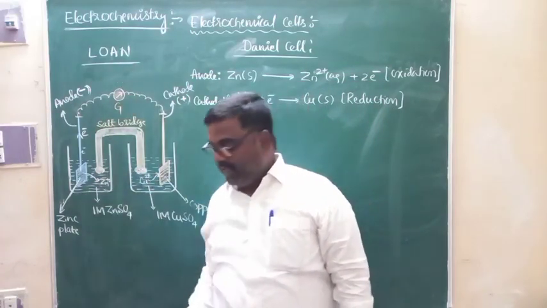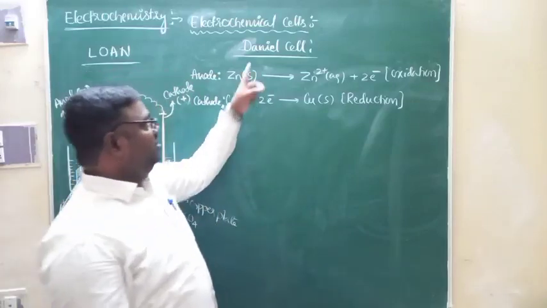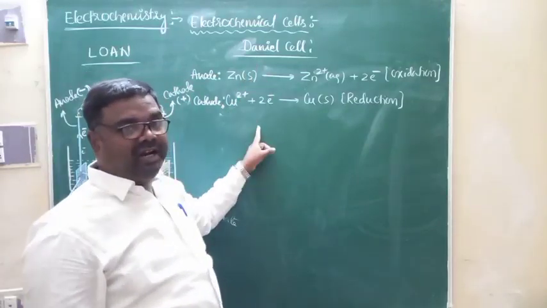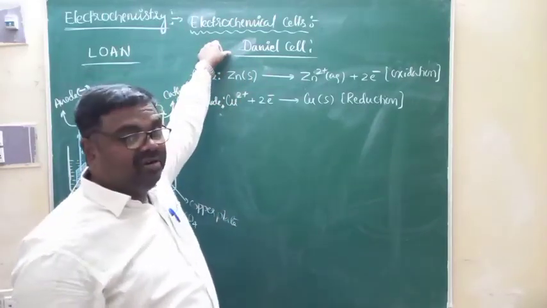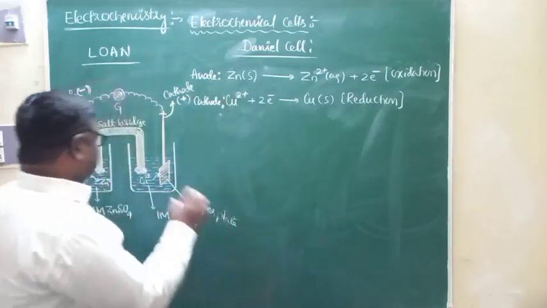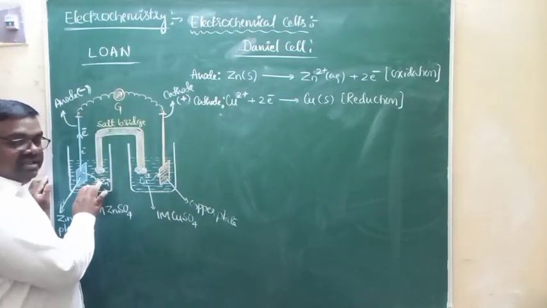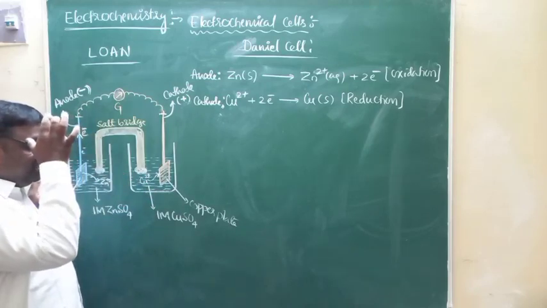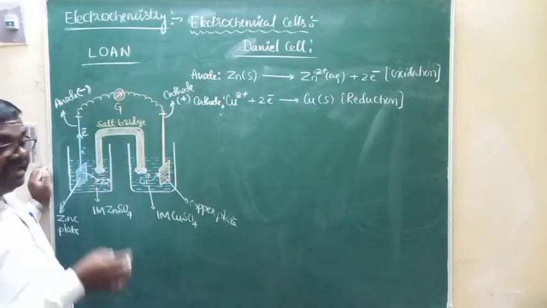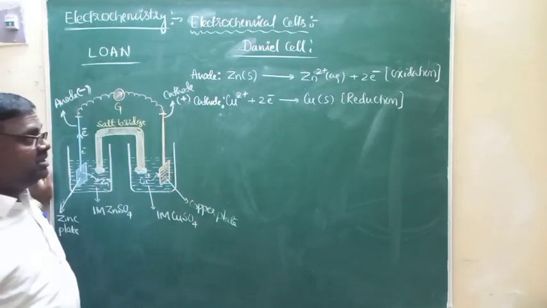So this is what we call a galvanic cell. What I said, these two reactions are half-cell reactions or electrode reactions. And of course, these two electrodes are called redox couples. The cathode and anode of galvanic cells can be called redox couples.